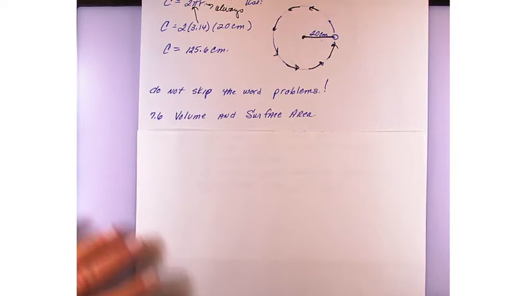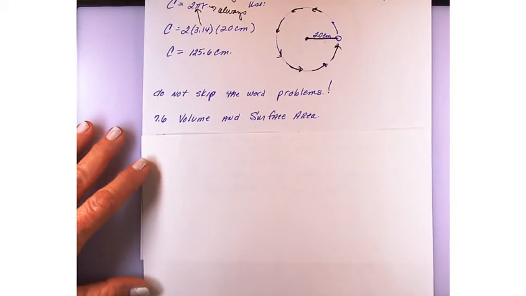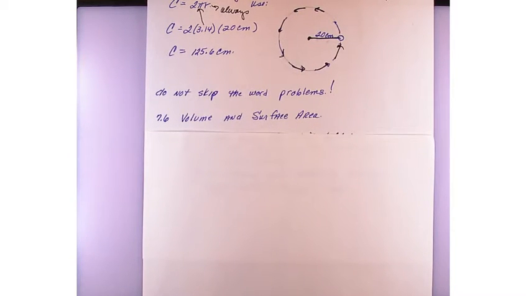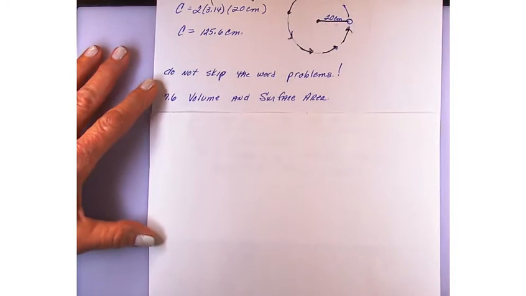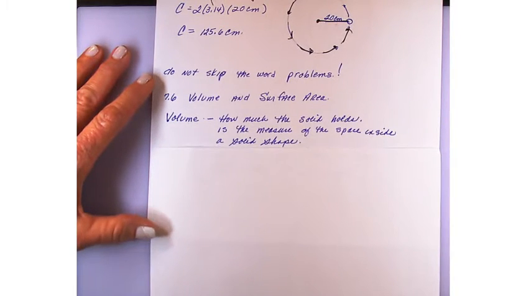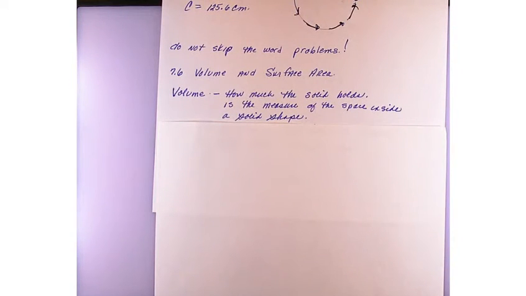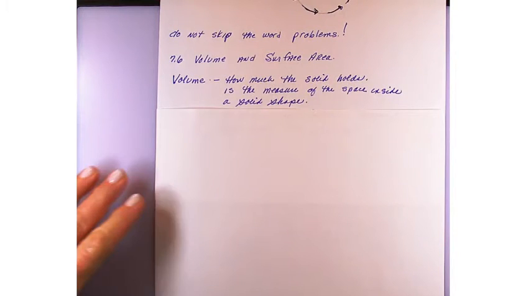So now we are done with 7.5, and we're looking now at volume and surface area. Our book gives us many figures to look at, but we're just going to be dealing with 2 of them. We're not going to be looking at all of them. The volume, what does volume mean? Volume means how much the solid holds. This is a measure of space inside a solid shape.